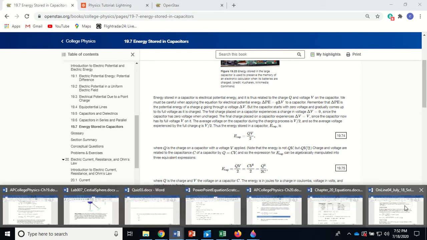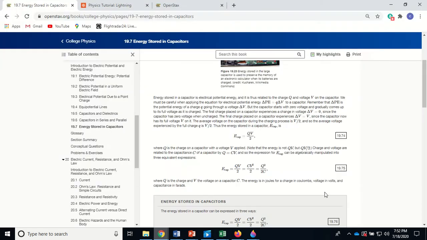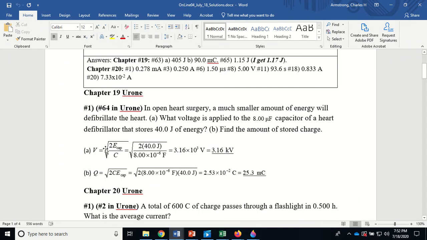So on this one here, open heart surgery, a much smaller amount of energy will defibrillate the heart. What voltage is applied to an 8 microfarad capacitor of a heart defibrillator that stores 40 joules of energy? Find the amount. So what equation was this one? It'd be this one right here. You had V and C, so there you got E equals C V squared over 2. You solve this one for V, and that's where we get this equation here. So you plug in your numbers.